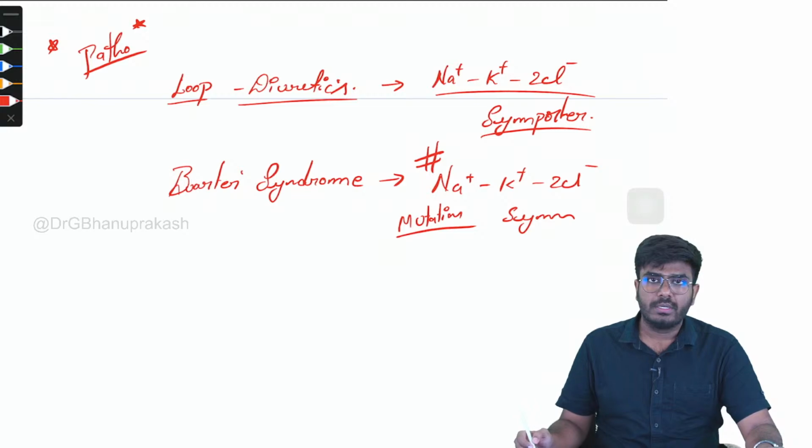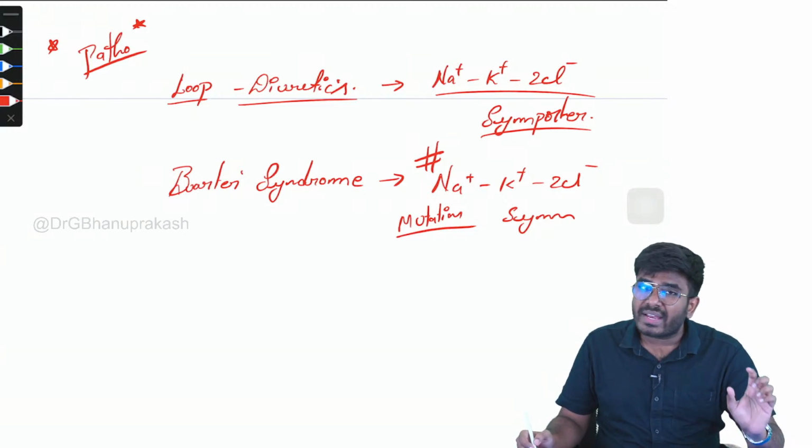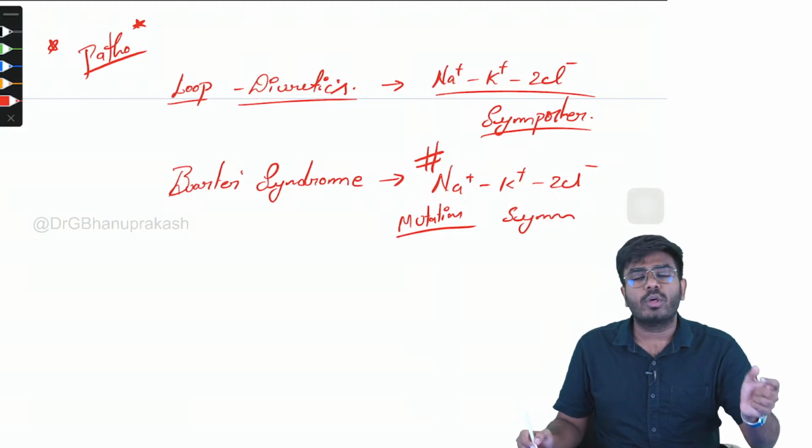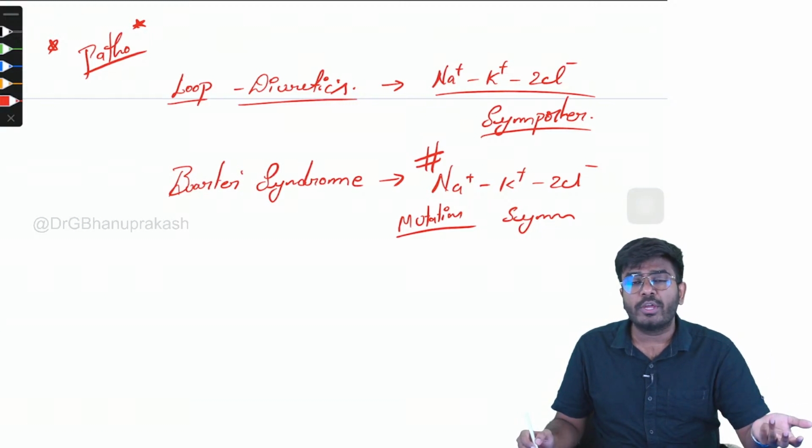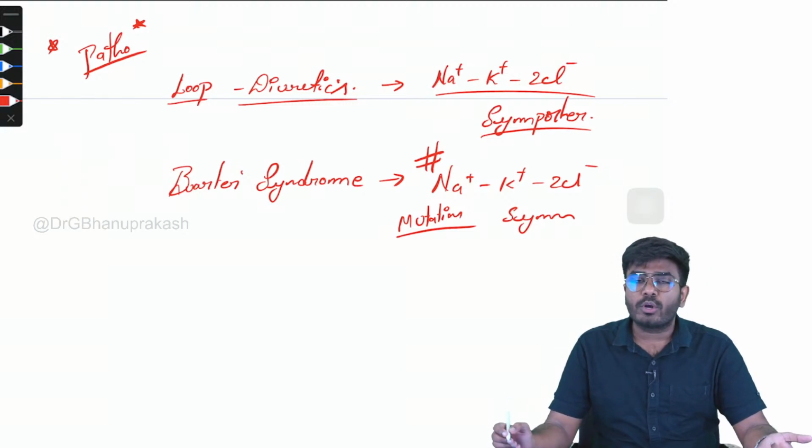Okay, it's a mutation. Now, in Bartter syndrome, where exactly is the problem? The sodium, potassium, 2-chloride symporter is not functioning. If you take loop diuretics, which transporter is not going to function? The sodium, potassium, 2-chloride symporter is not going to function.